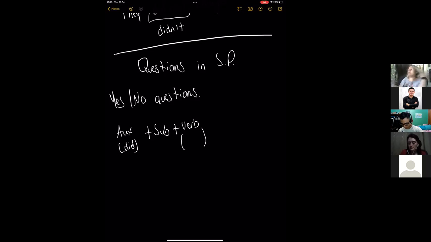Since I already have the did, then I'm gonna have the verb in the base form. Okay, let's continue with the structure. So we have the auxiliary plus the subject plus the verb plus the complement. And of course, plus the question mark.